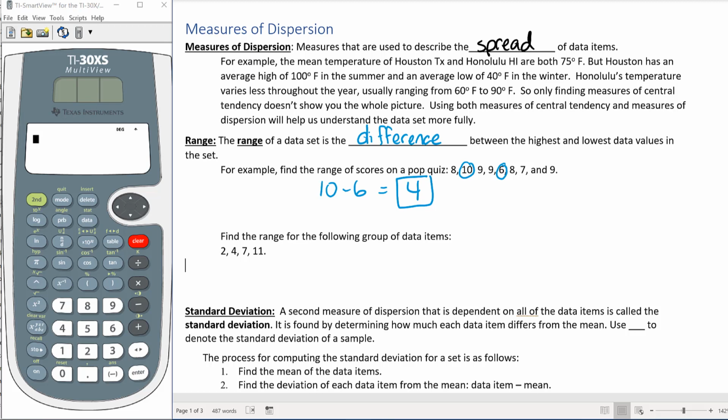Find the range for the following group of data items below: 2, 4, 7, and 11. So I'm simply going to take 11 minus 2 and get 9. This tells me that the data values are much more spread out for my second set of values than my first. So between 2 and 11, that's much further apart than from 6 to 10 in our first example.